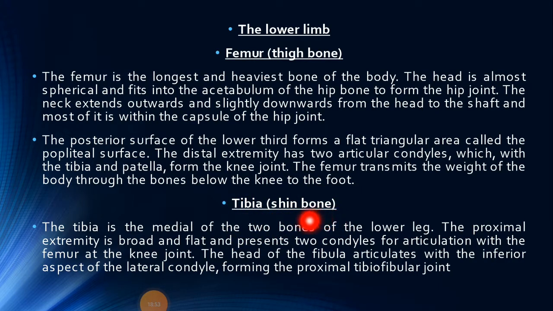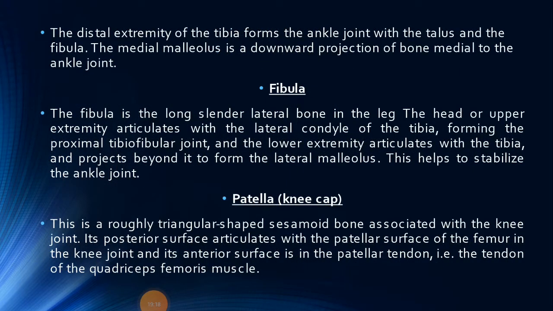Next is the tibia, which is a shin bone. The tibia is the medial of the 2 bones of the lower leg. The proximal extremity is broad and flat and presents 2 condyles for the articulation with the femur and the knee joint. The head of the fibula articulates with the inferior aspect of the lateral condyle, forming the proximal tibiofibular joint. The distal extremity of the tibia forms the ankle joint with the talus and the fibula. The medial malleolus is a downward projection of the bone medial to the ankle joint.